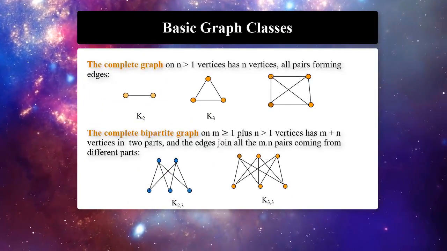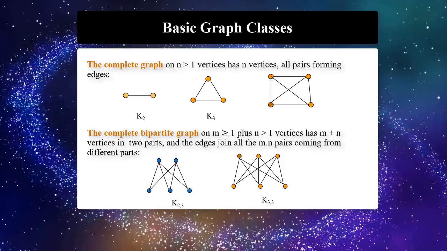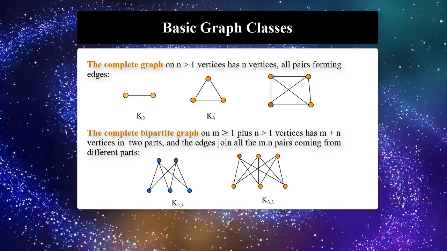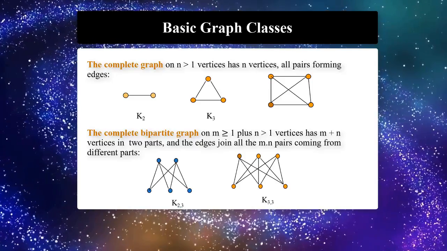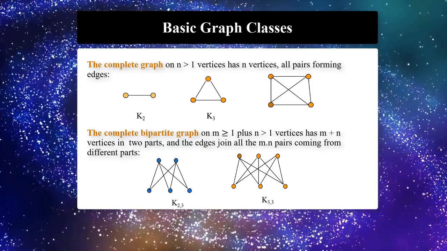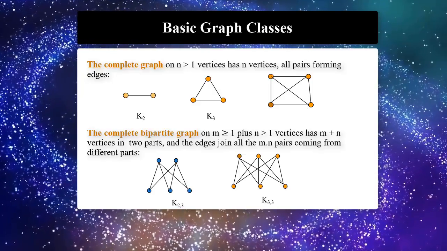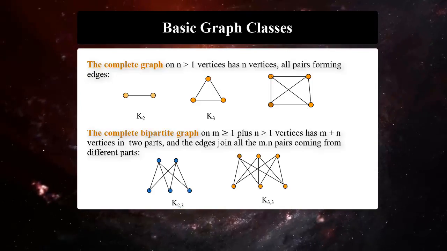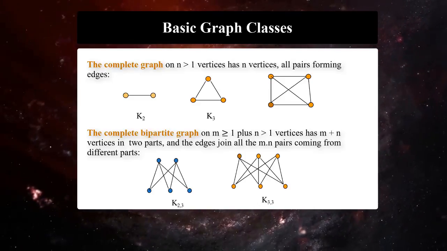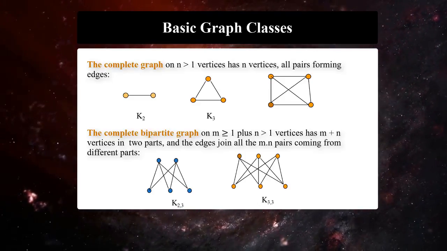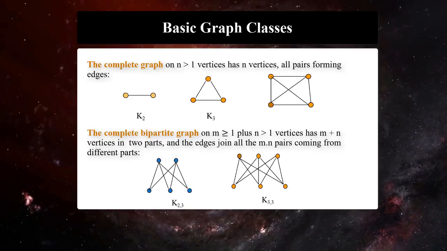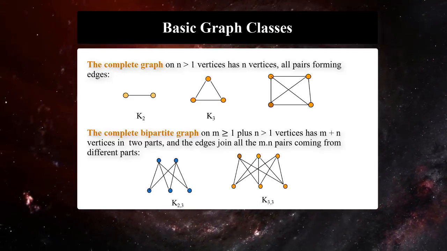The third one is the complete graph on n vertices. As its name suggests, all pairs form edges. The number of nodes should be more than one to be called a complete graph. A bipartite graph is a graph that has two parts, and edges join nodes from one part to the other part. A complete bipartite graph, Kmn, has m plus n vertices in two parts, and edges join all the mn pairs coming from different parts.